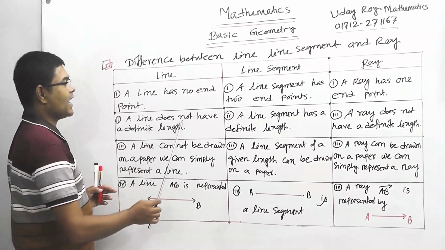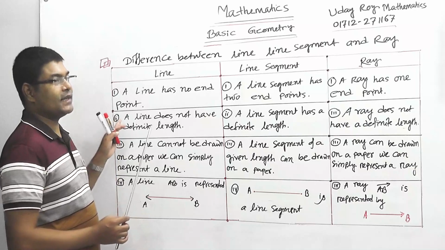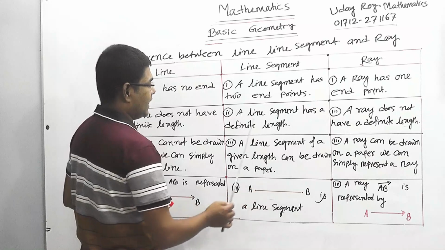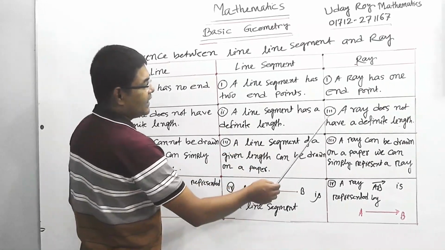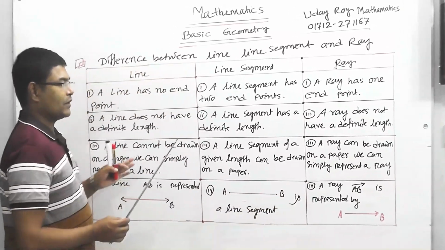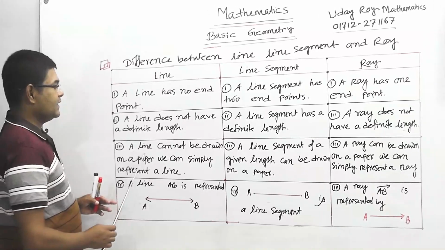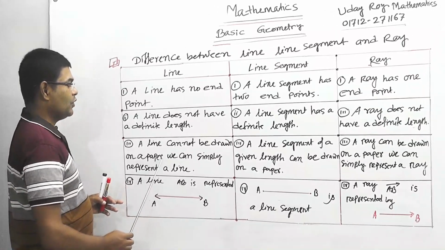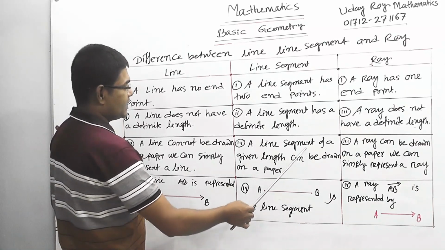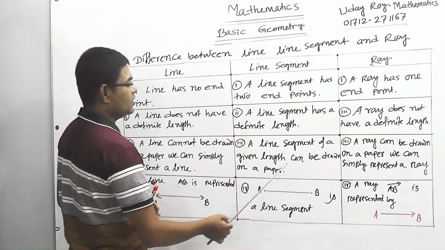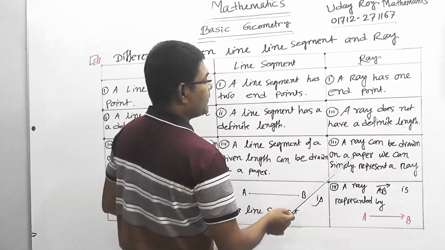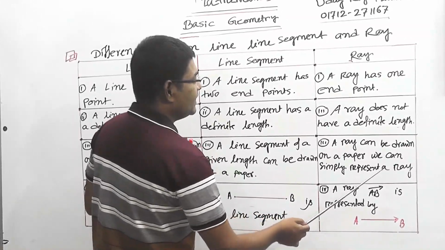A line doesn't have a definite length. A line segment has a definite length. A ray doesn't have a definite length. Now, number 3: a line cannot be drawn on paper. We can simply represent a line. A line segment of a given length can be drawn on paper. A ray can be drawn on paper. We can simply represent a ray.